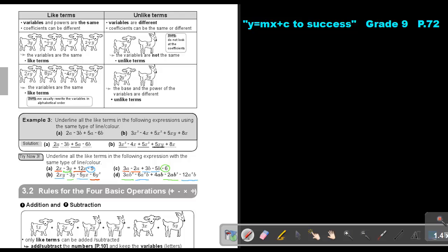And then this one, it's a 4ab. It's not like the rest. And that's what you always do before you start simplifying the terms.